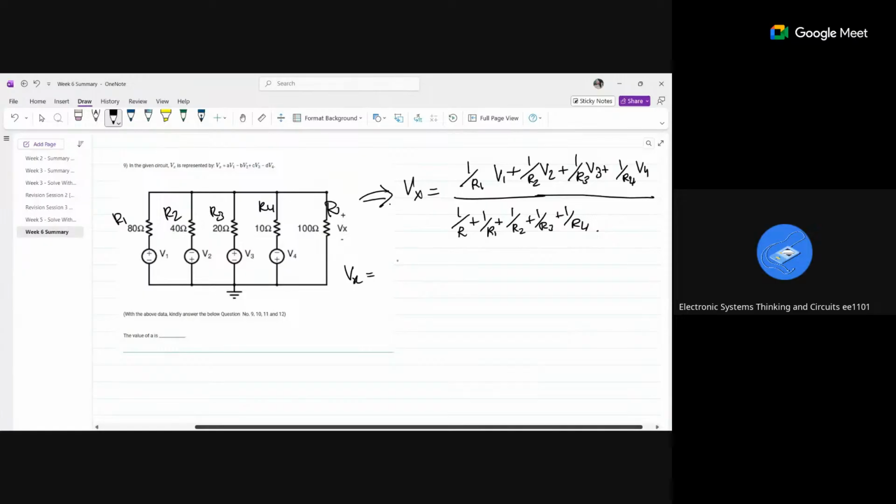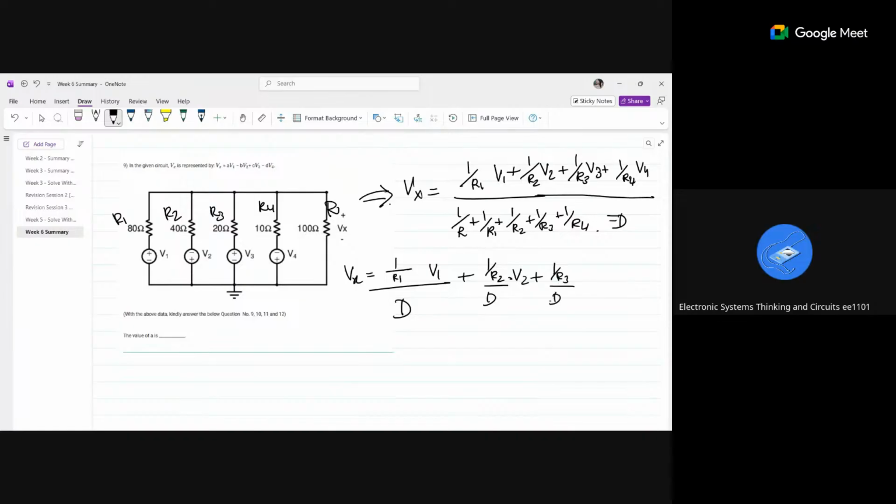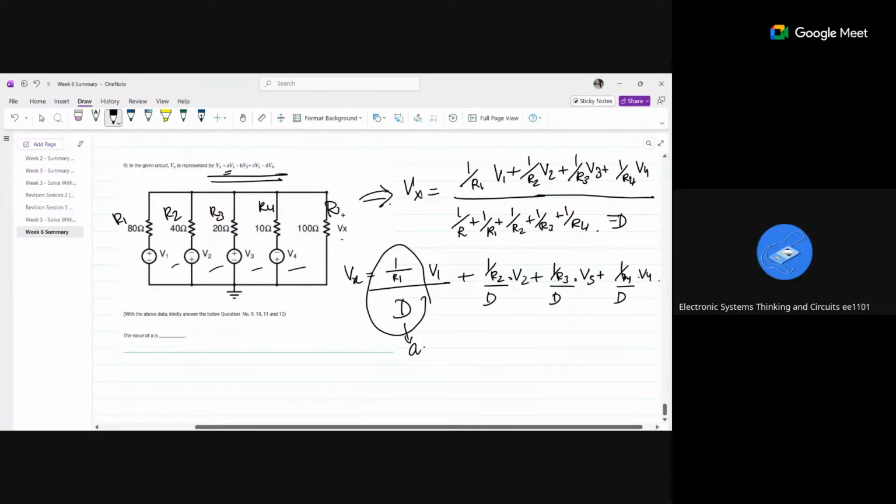Yes. So Vx is equal to (1 by R1) divided by (1 by R plus 1 by R1 plus 1 by R2 plus 1 by R3 plus 1 by R4). That denominator value I'll take as D. So Vx = (1 by R1)/D into V1, plus (1 by R2)/D into V2, plus (1 by R3)/D into V3, plus (1 by R4)/D into V4. In the question, they have given the format like A is the numerical value of V1. To find A, you don't need the values V1, V2, V3, V4. You just need R1, R2, R3, R4, and the R value, and you have those values.